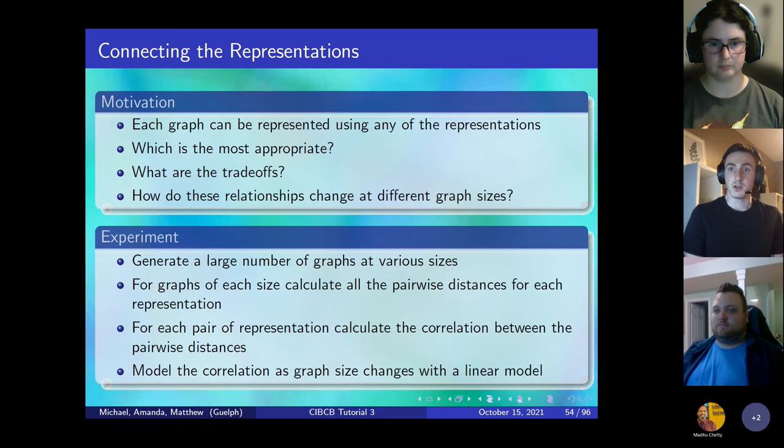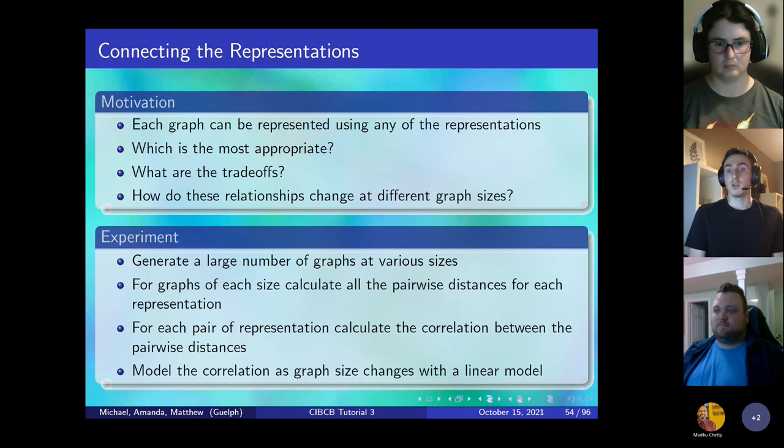We proposed an experiment to do this. The experiment is fairly simple. We're going to generate a large number of graphs at various sizes. For graphs of each size, we're going to calculate all the pairwise distances for each of the representations that we just talked about. And for each pair of representations, we're going to calculate the correlation between the pairwise distances. So how much do these representations agree on their pairwise distances? We're going to end up with that at a bunch of different sizes, and we're going to model the correlation as graph size changes with a linear model.